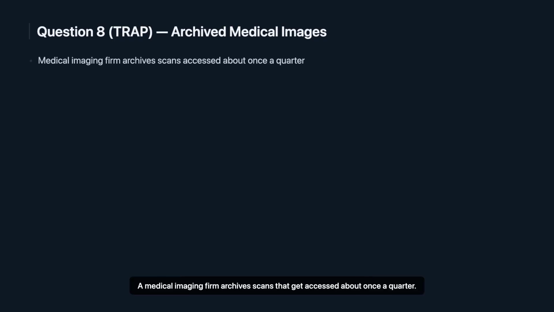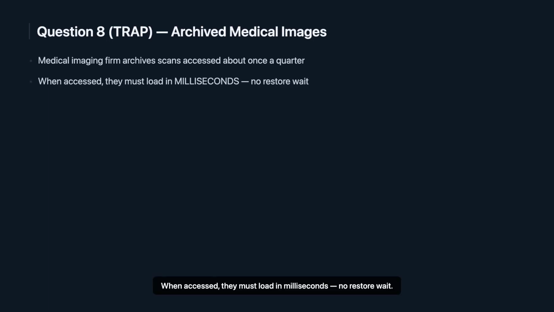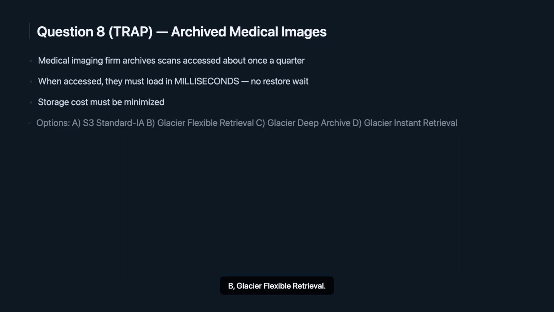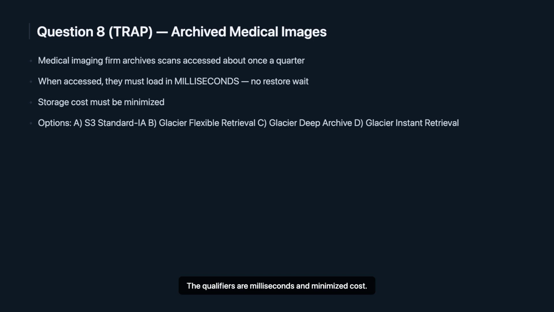A medical imaging firm archives scans that get accessed about once a quarter. When accessed, they must load in milliseconds, no restore wait. Storage cost must be minimized. A. S3 Standard-IA. B. Glacier Flexible Retrieval. C. Glacier Deep Archive. Or D. Glacier Instant Retrieval. The qualifiers are milliseconds and minimized cost. Pause and think, the word Glacier is doing a lot of misdirection here.